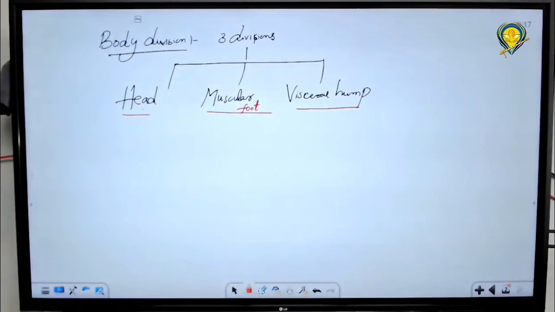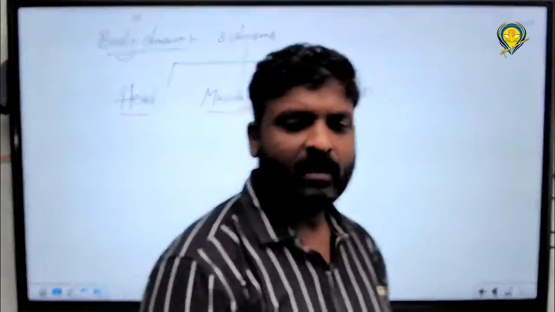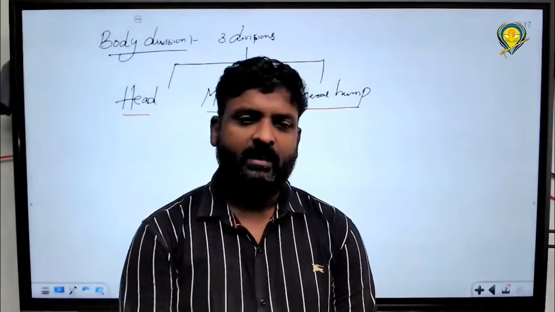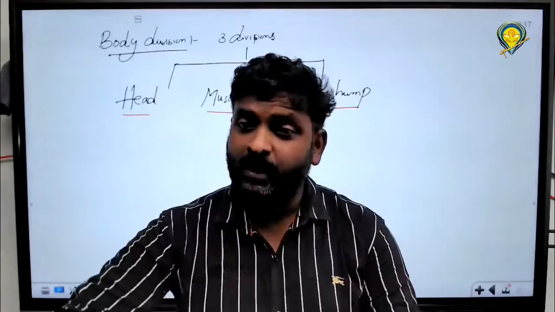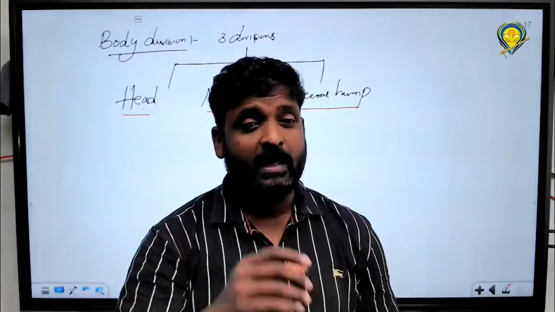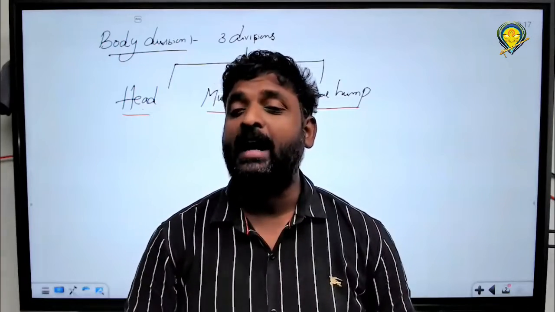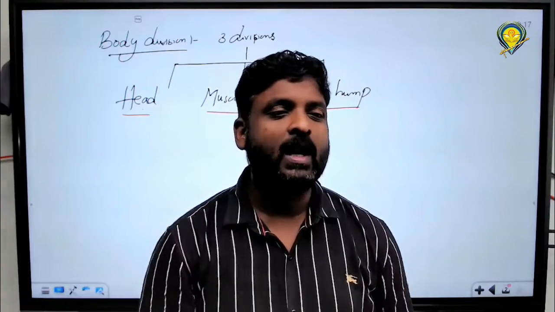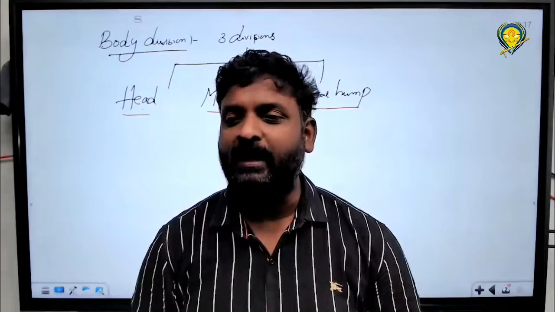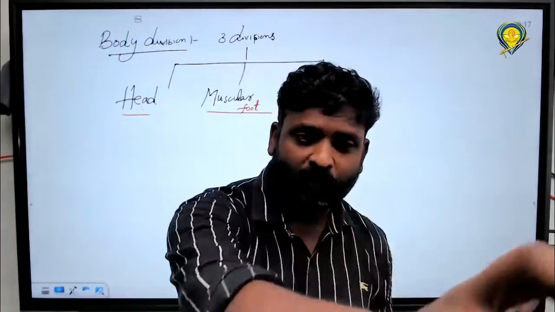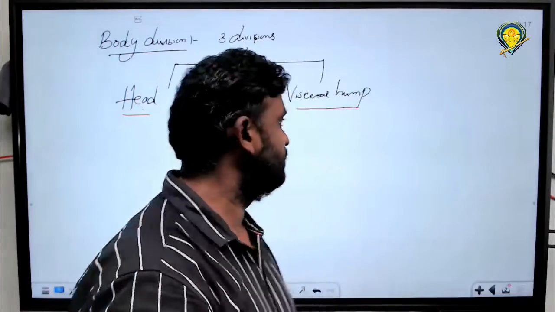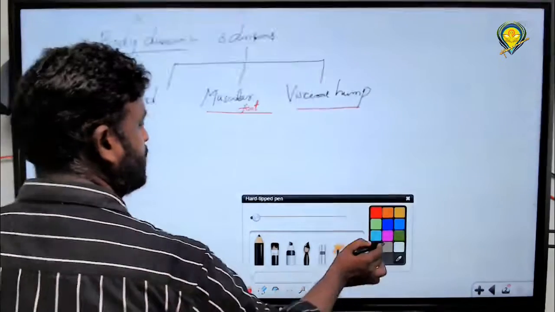Next, let us discuss the systems, starting with digestion. Complete gut, very good, with both mouth and anus. They have a special organ called what? Radula, a file-like rasping organ which helps in the collection of food. Please write it. Digestion.